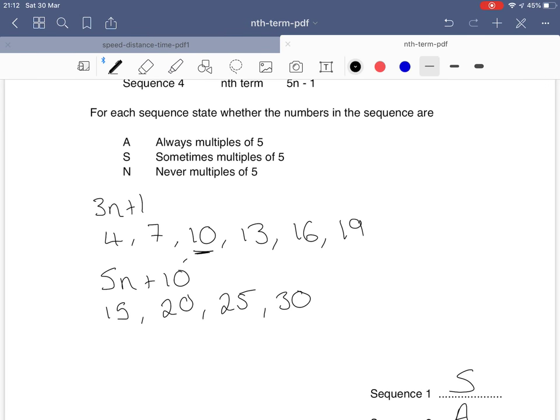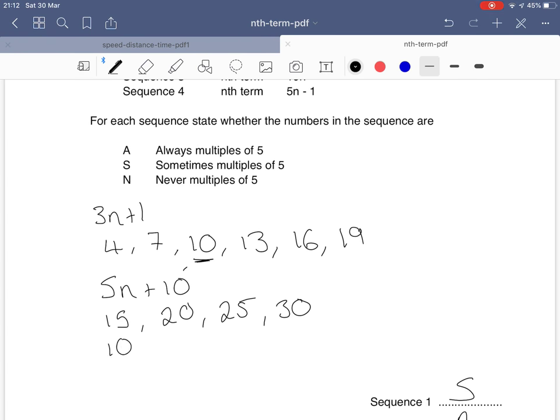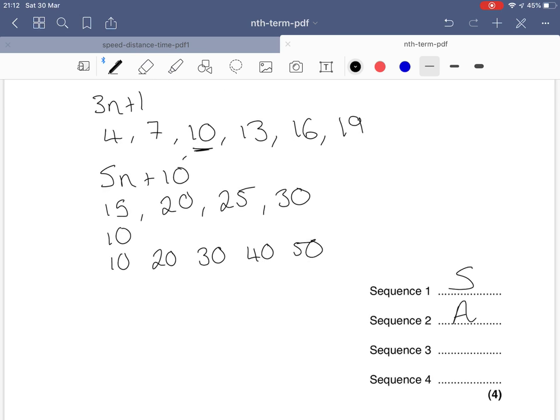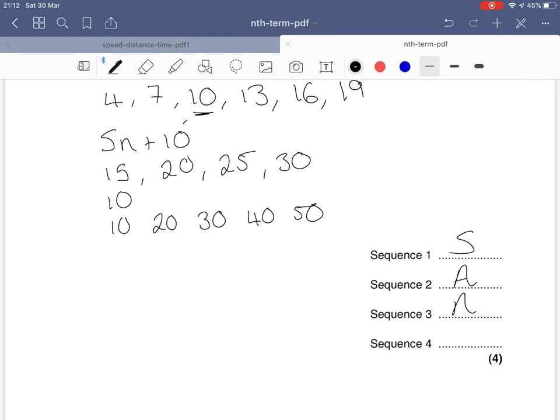10n, so we've got 10n. 10 times 1 is 10, 10 times 2, 20, 10 times 3, 30. Keeps adding 10. They're always going to be multiples of 5. They're always in the 5 times table.